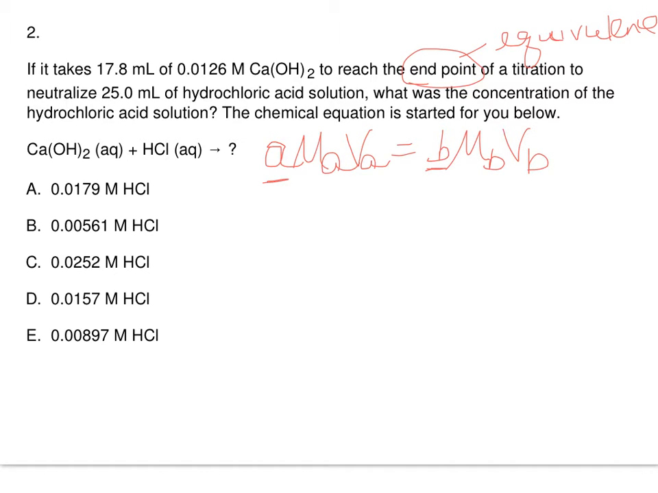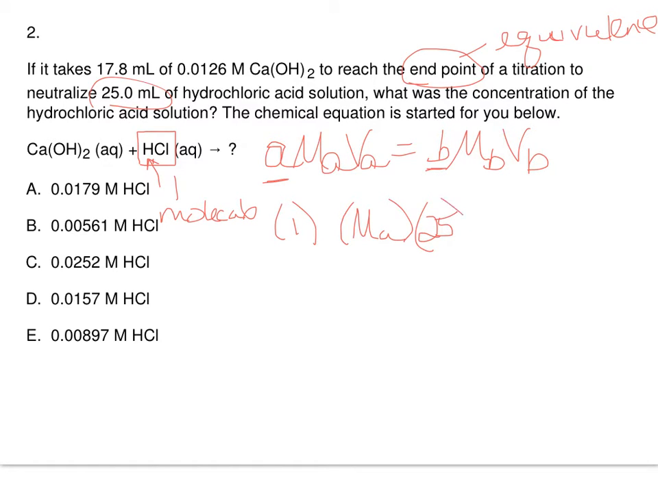So little a is the number of acidic hydrogen atoms in one molecule. It has nothing to do with the large coefficients when you balance the equation. It has everything to do with how many are in one molecule. So a is 1. The molarity of the acid is, oh, that's what we're trying to solve for. The volume of acid, 25 mL.